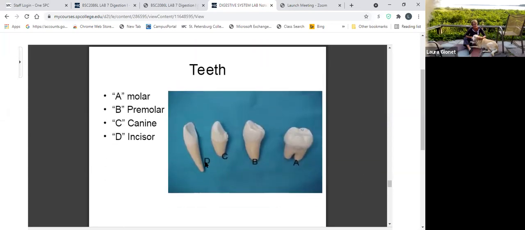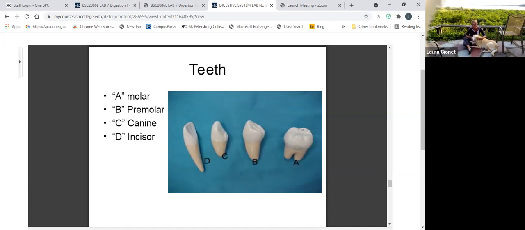Teeth, we showed you pictures of teeth that were in a mandible or in the maxilla, in a mouth, but here they are loose. So we have A that would be a molar, B would be premolar, C is the canine, and D is the incisor.